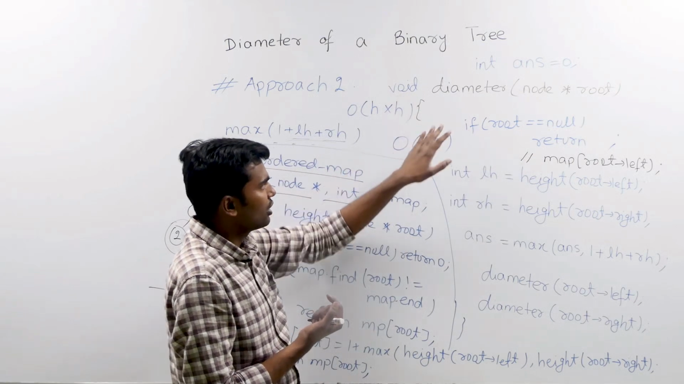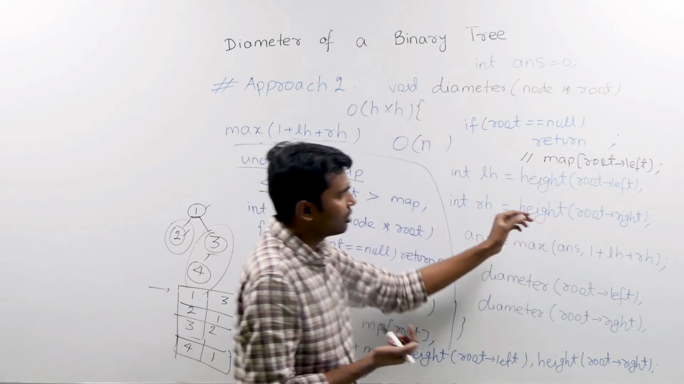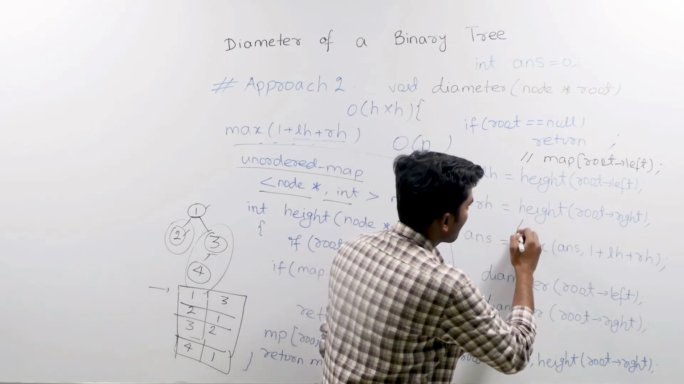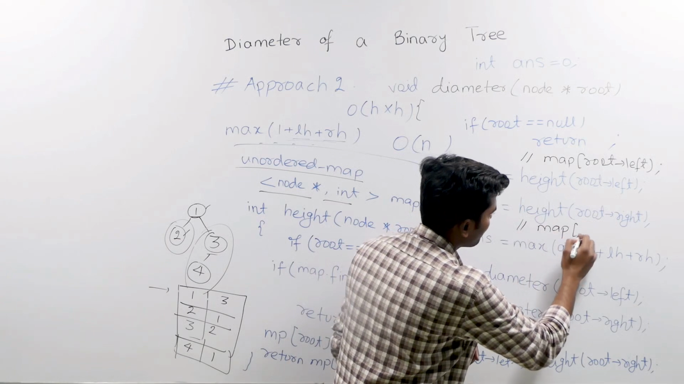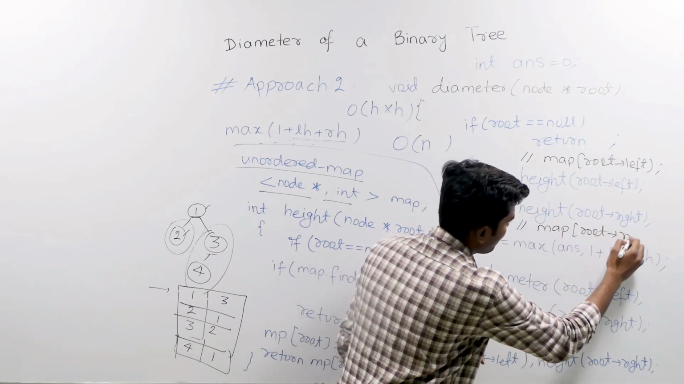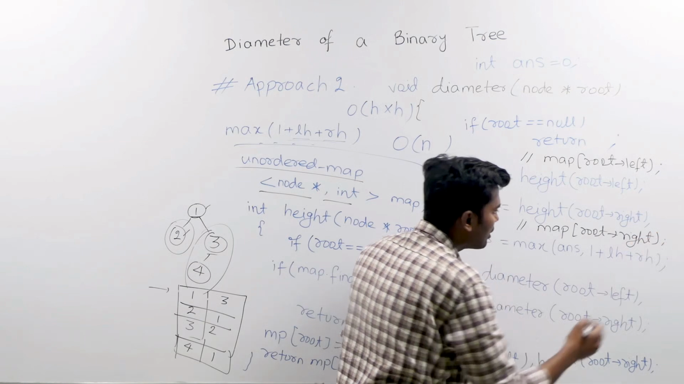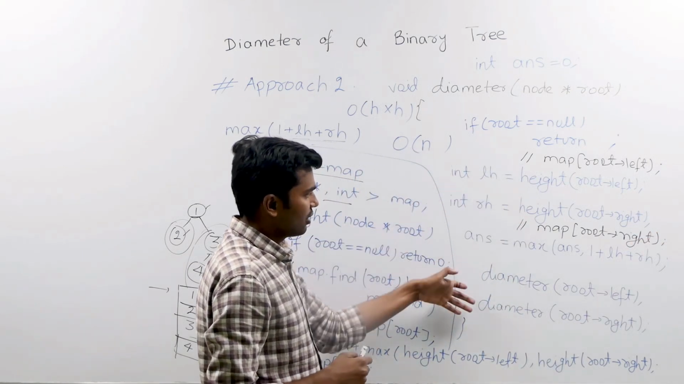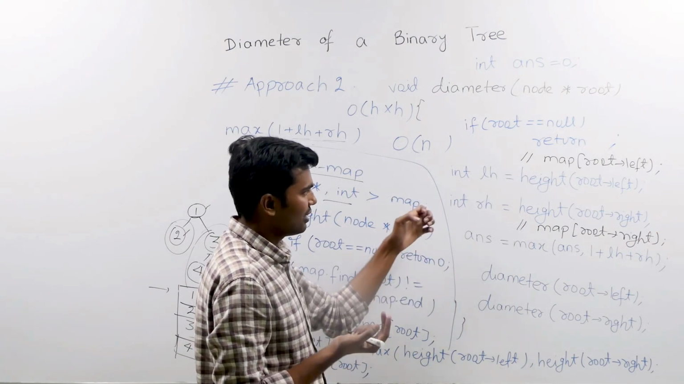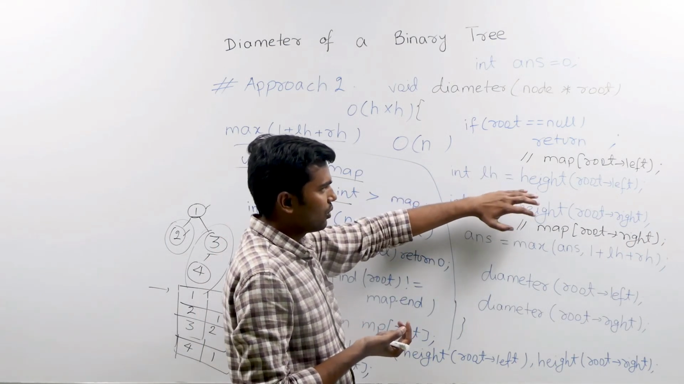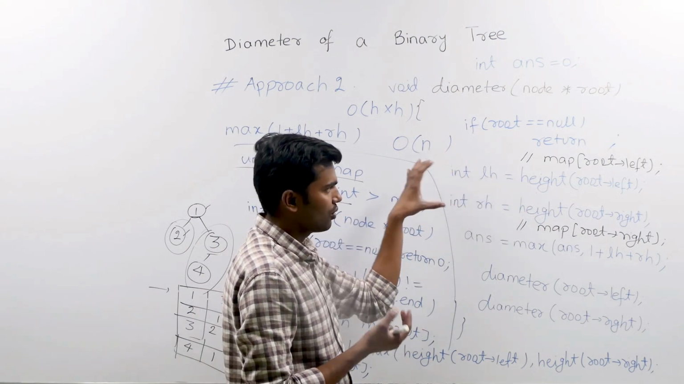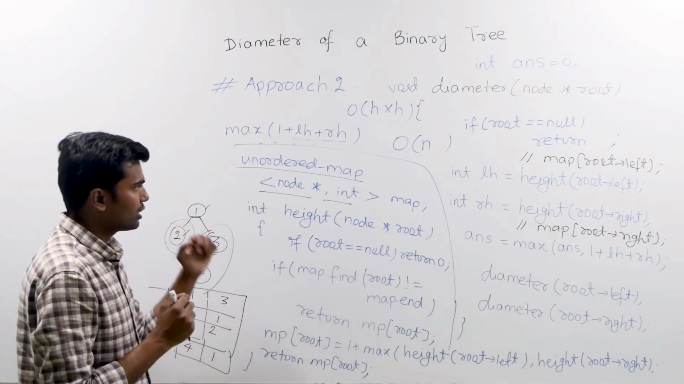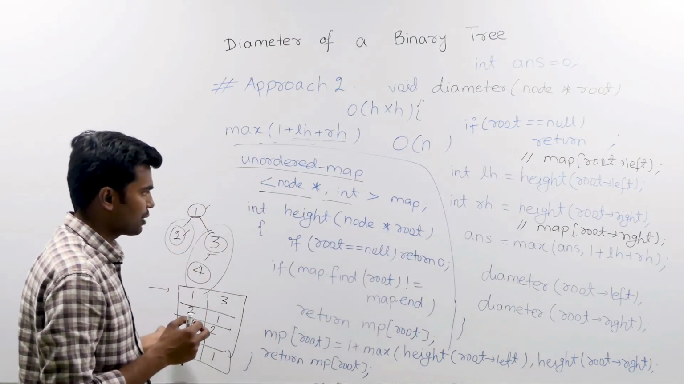So the function would work in big O of n. Similarly for the right, to calculate the height of the right subtree, I'll use map of root dot right. Again it will work in constant time. Okay, and the other steps are the same. We have just changed this step, so now these two steps are working in constant time because we are using a hash map here.